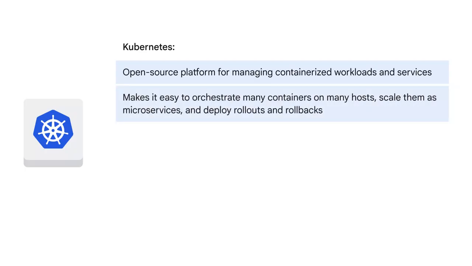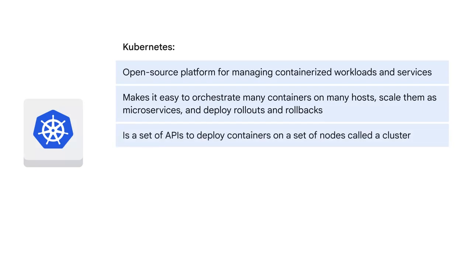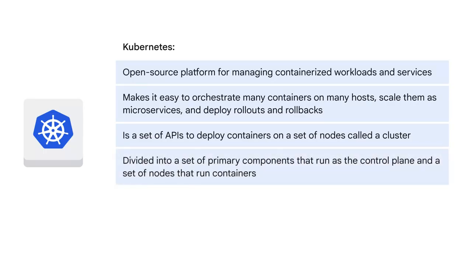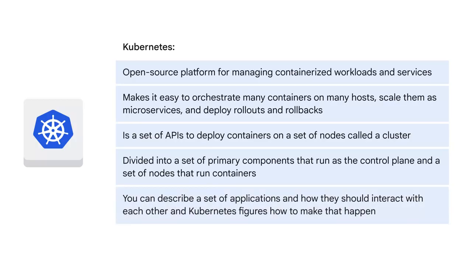It makes it easy to orchestrate many containers on many hosts, scale them as microservices, and easily deploy rollouts and rollbacks. At the highest level, Kubernetes is a set of APIs that you can use to deploy containers on a set of nodes called a cluster. The system is divided into a set of primary components that run as the control plane and a set of nodes that run containers. In Kubernetes, a node represents a computing instance, like a machine. Note that this is different to a node on Google Cloud, which is a virtual machine running in Compute Engine. You can describe a set of applications and how they should interact with each other, and Kubernetes determines how to make that happen.